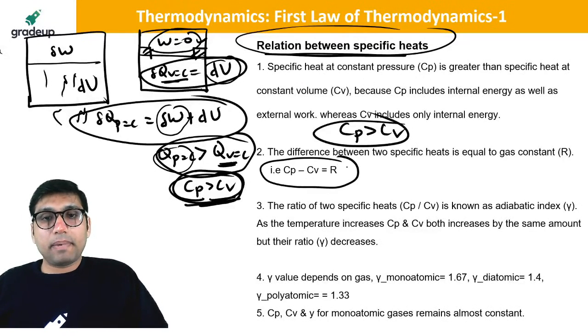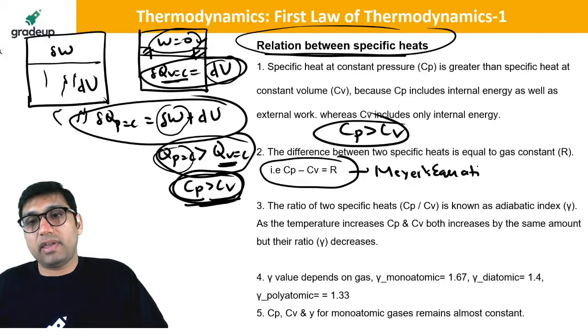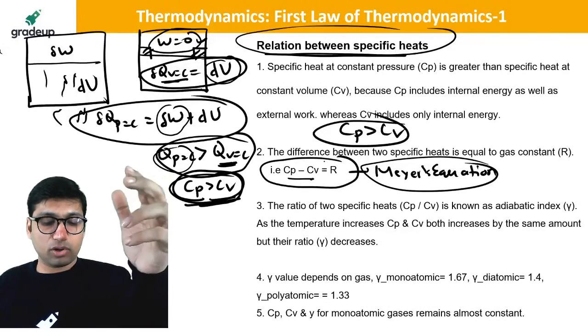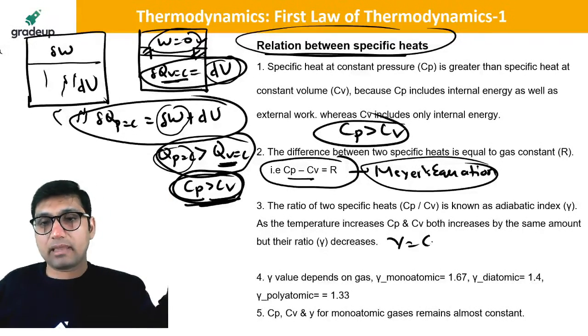The difference of Cp minus Cv is equal to R. This is Mayer's equation, that Cp minus Cv is equal to R, because Cp is always greater than Cv, and the difference of these two quantities will be equal to the gas constant. And the ratio of Cp by Cv is equal to the adiabatic index.